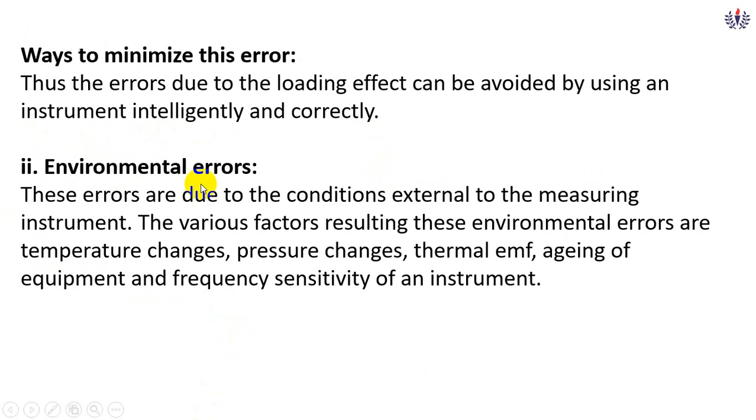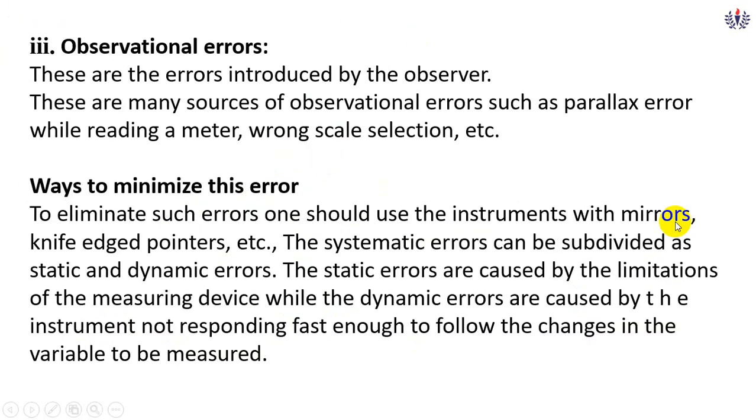The next one is the environmental errors. These errors are due to the external condition of the measuring instruments. So these will result in the environmental error. For example, temperature change, pressure change, thermal EMF, aging of the equipment, frequency sensitivity of the instrument. So these are the environmental conditions which affect the instrument badly, which causes the environmental errors.